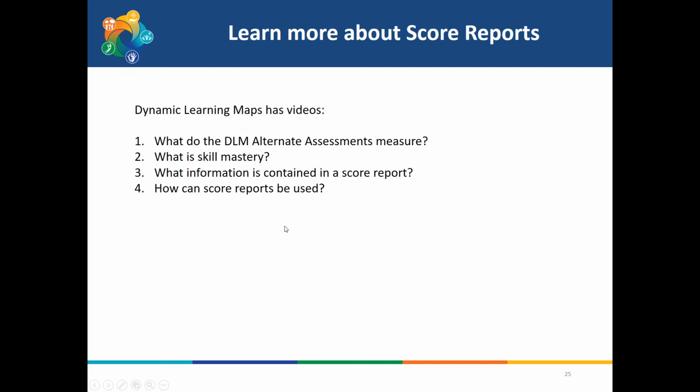So to learn more about the score reports, Dynamic Learning Maps has videos. What do the DLM alternate assessments measure? What is skill mastery? What information is contained in a score report? And how can score reports be used? And those videos, I'm going to show you how to get to them really quickly.